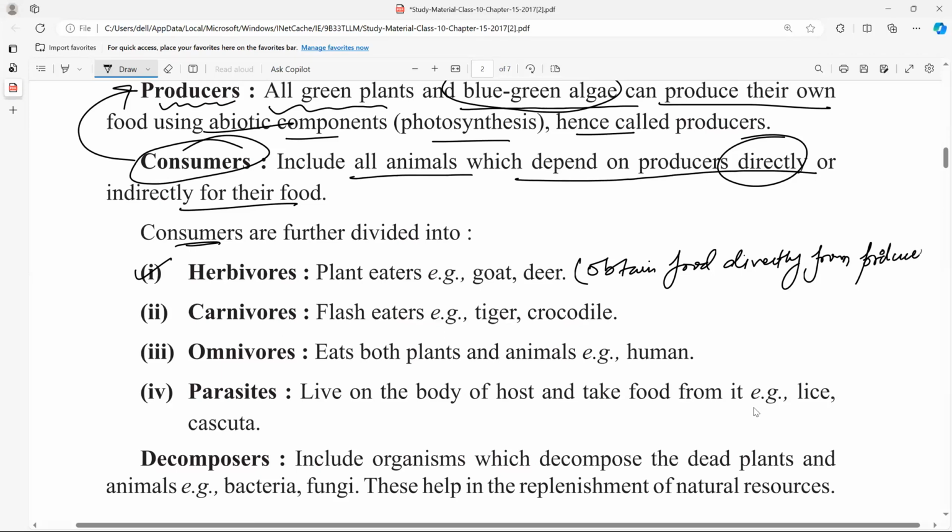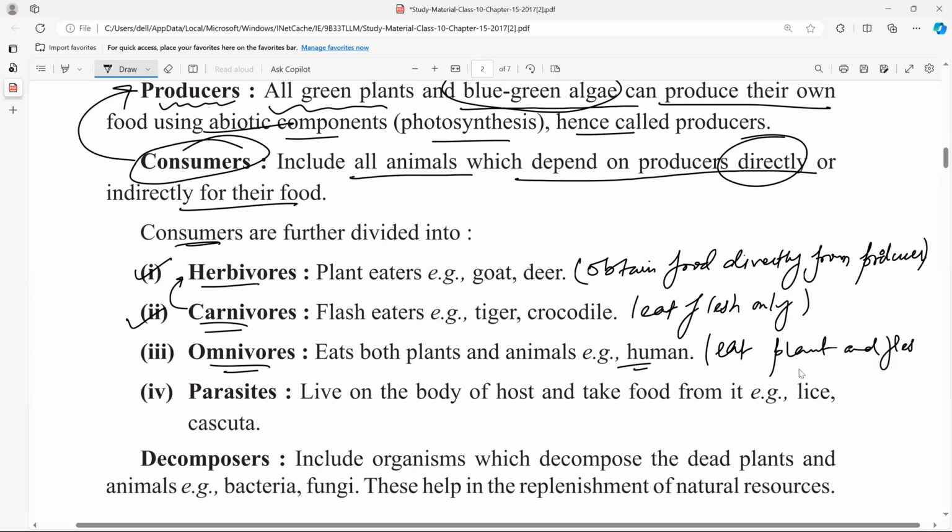Okay, if they are just obtaining food from the producer, then they are considered herbivores. The next one is carnivores. Carnivores obtain their food from herbivores, meaning they eat flesh only. And the next one is omnivores, like humans, who eat both plants and flesh. So these animals come under this category.